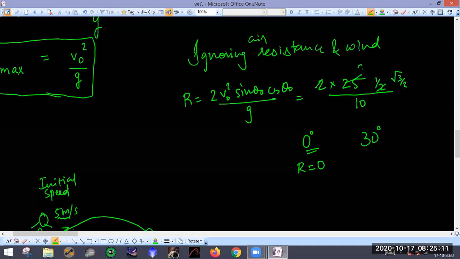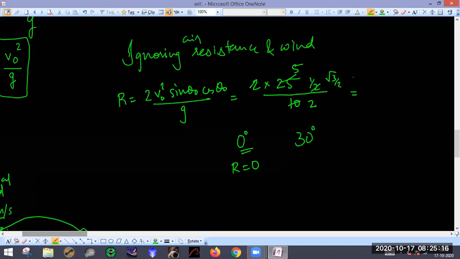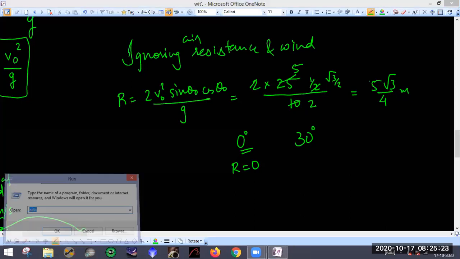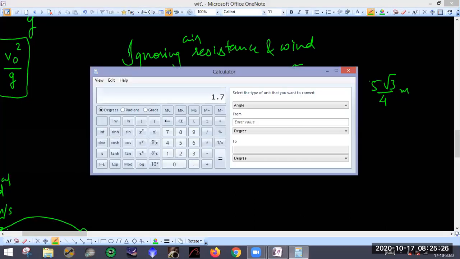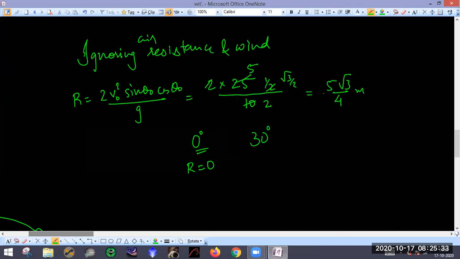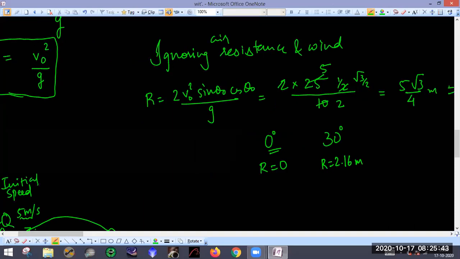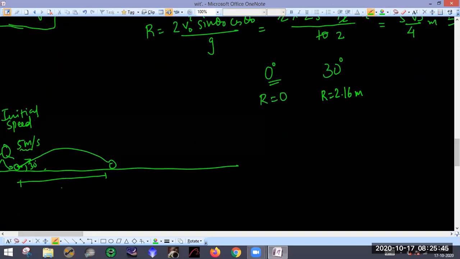Cancel whatever can be cancelled. So you will get 5 root 3 by 4 meters. So how much is that? If you have a calculator, I'll just do it on the computer. It is 2.16, nearly. So it means that this ball is going to fall 2.16 meters away when you kick it.